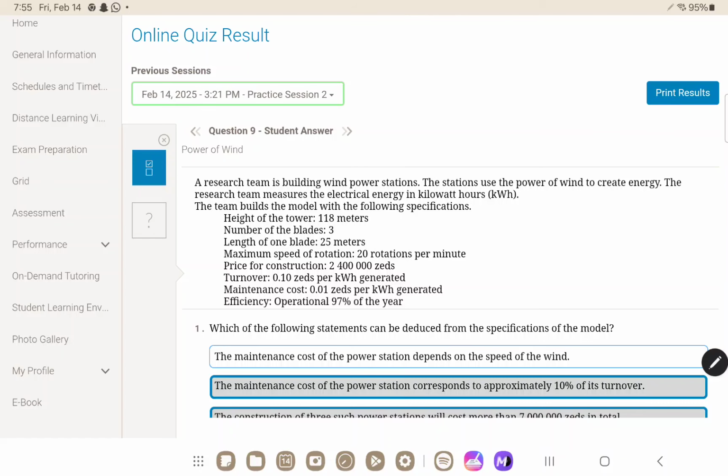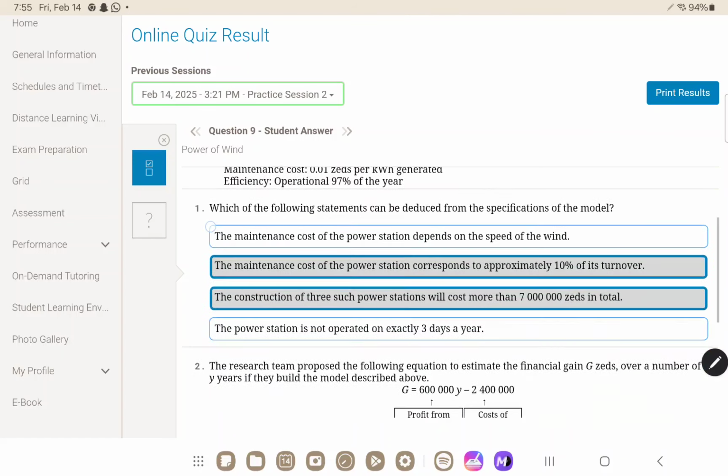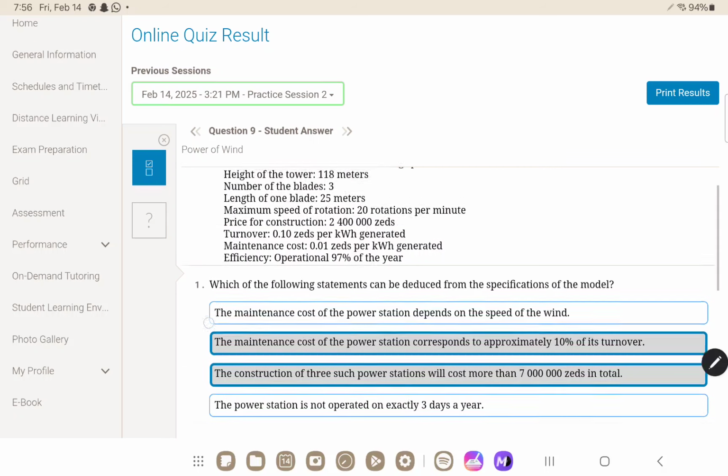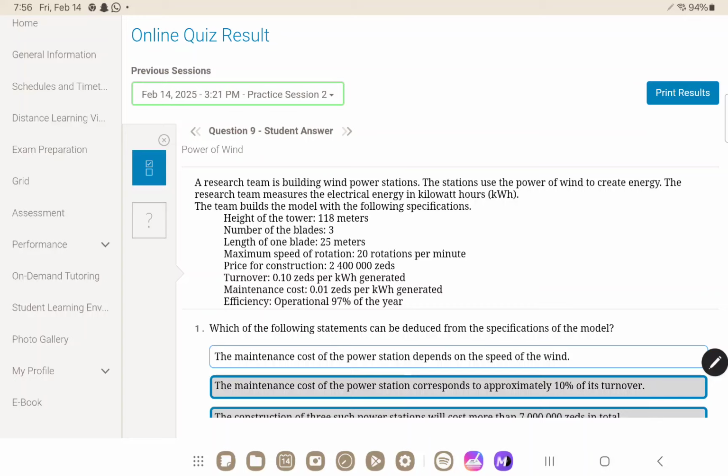So, yeah. Now let's read the first question. Which of the following statements can be deduced from the specifications of the model? The first option says the maintenance cost of the power station depends on the speed of the wind. The maintenance cost is per kilowatts generated. The kilowatts are how much energy is generated, and it has nothing to do really with the speed of the wind. Just how often the wind comes.